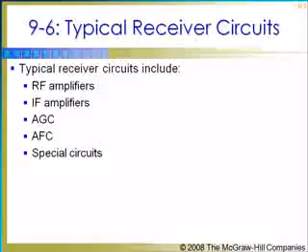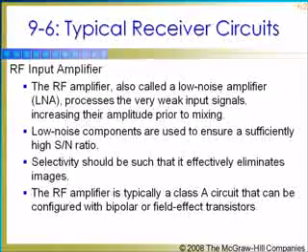Next, we have typical receiver circuits. This includes RF amplifiers, IF amplifiers, AGC, AFC, and special circuits. First we have the RF input amplifier, also called the low noise amplifier, or the LNA. This processes the very weak input signals, increasing their amplitude prior to mixing. Low noise components here are used to ensure a sufficiently high SN ratio. The selectivity here should be such that it effectively eliminates images. And this RF amplifier is typically a Class A circuit that can be configured with bipolar or field effect transistors.